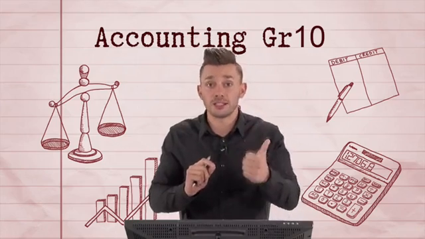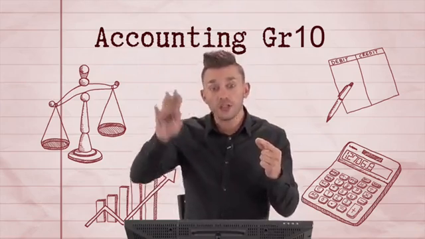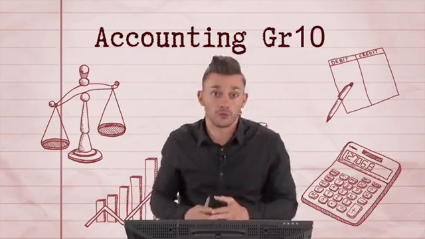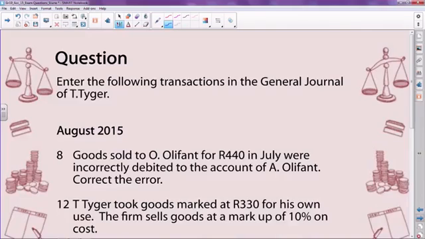Remember, you need to use the debtor's name and the creditor's name in the details. And then you will go later on to the debtors control column and the creditors control column. Remember, we have a debit and a credit for each of those. So let's go and look at a few examples and see if you can still do the General Journal. The very first one, these transactions are entered in the General Journal of T. Tiger. Now, firstly, it's August 2015.